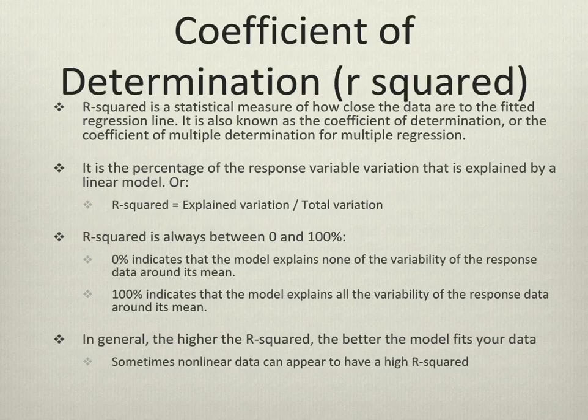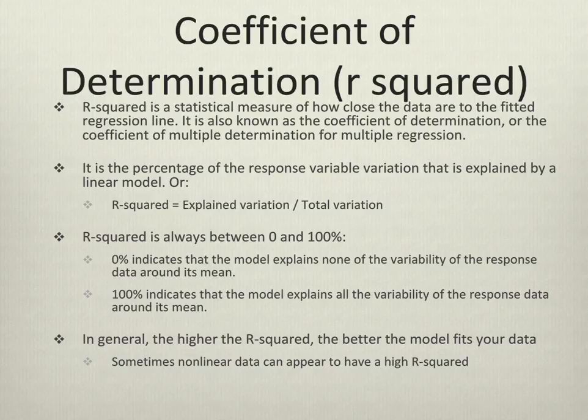R squared, the coefficient of determination. R squared is a statistical measure of how close the data is fitted to the regression line. It is also known as the coefficient of determination, or the coefficient of multiple determination in the case of multiple regression. It's the percentage of the response variable variation that is explained by a linear model.